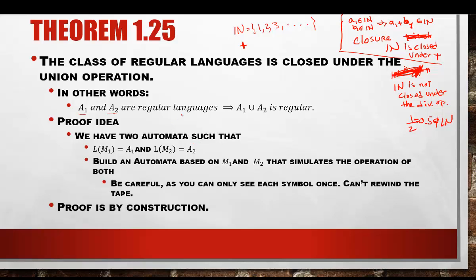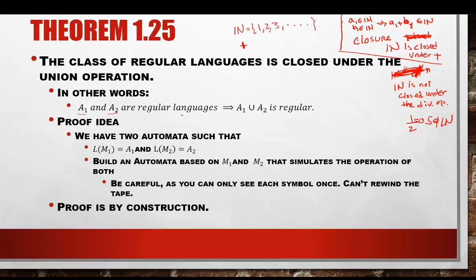So the idea here is this: we have two languages, A sub 1 and A sub 2, and we know that both of these are regular. Since these two are regular, we know by definition that some finite automaton M sub 1 will recognize A sub 1, and some other finite automaton M sub 2 will recognize A sub 2, right?